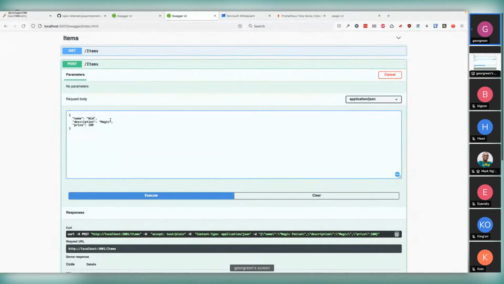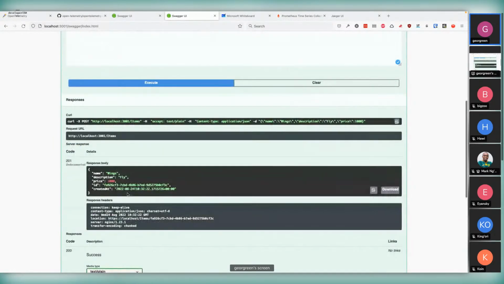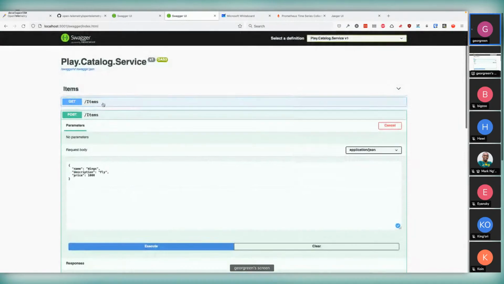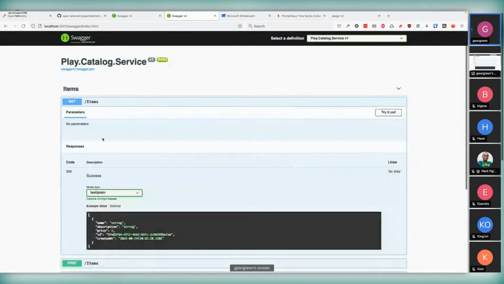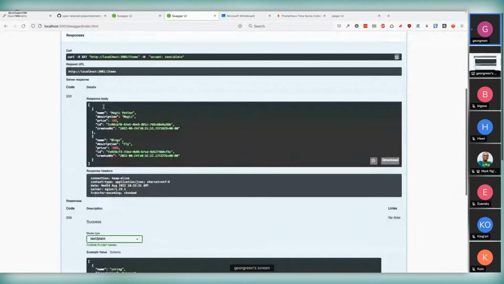And we can also do things like, what else do I want in? I think I would want some wings to be able to fly, and the description would be fly. I think flying is expensive, so maybe 1,000 would be good for that. And then I execute that. And now we have two things in our catalog, and we can just get all of them. Let's try that out and execute. And you can see we have these two things in our catalog, magic potion and wings.